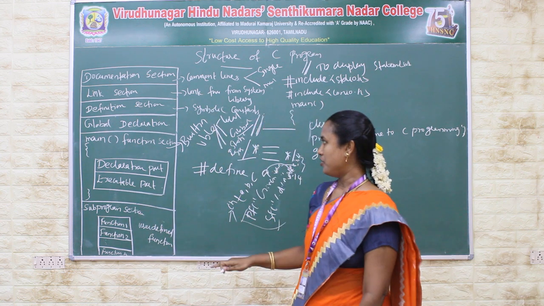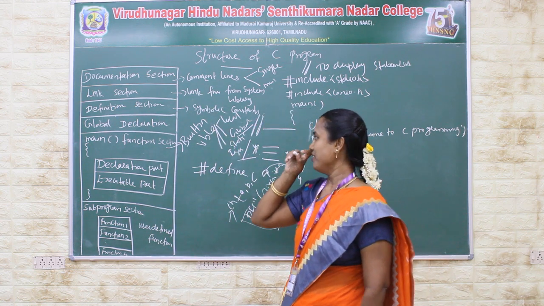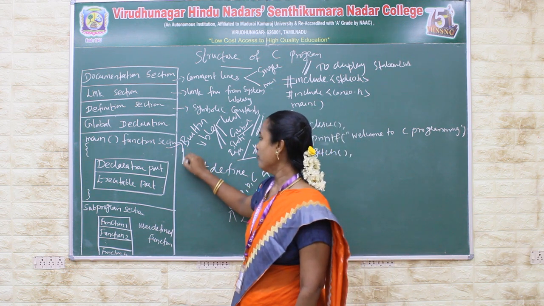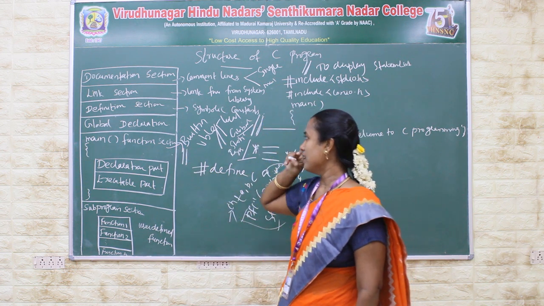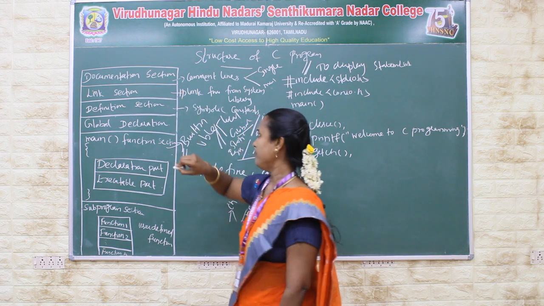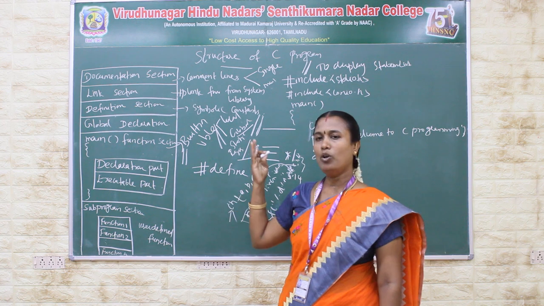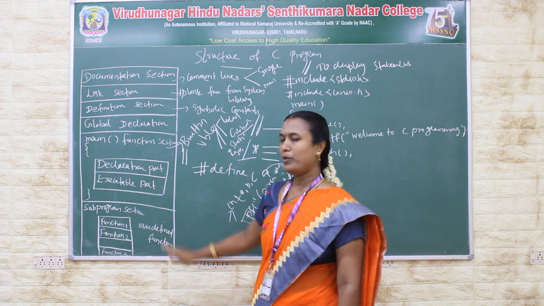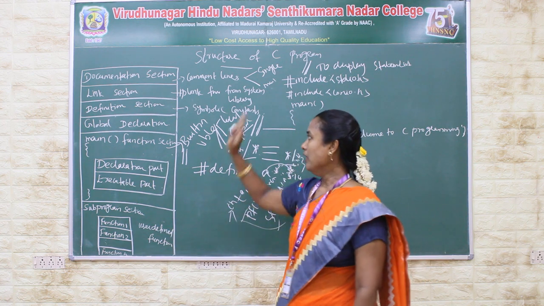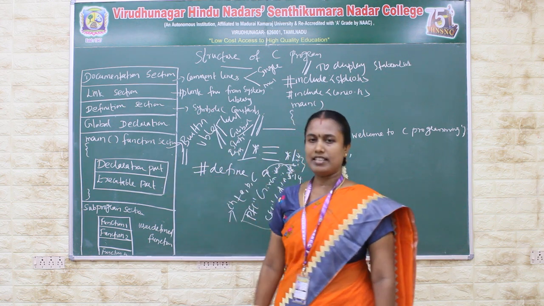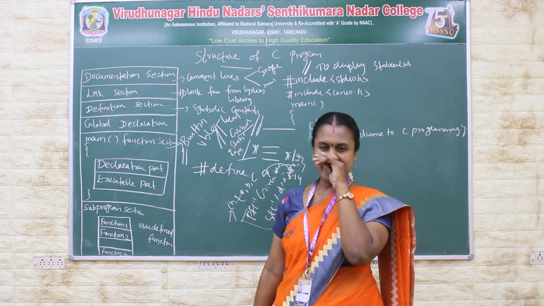In this program structure, the only mandatory function is the main function. The remaining sections are optional, and the link section we can also specify. The documentation section is optional, then the definition section is optional, the global declaration is optional, and the subprogram section is also an optional part. So the link section and the main function are mandatory for each and every program.